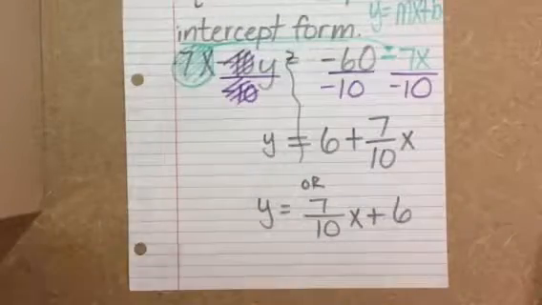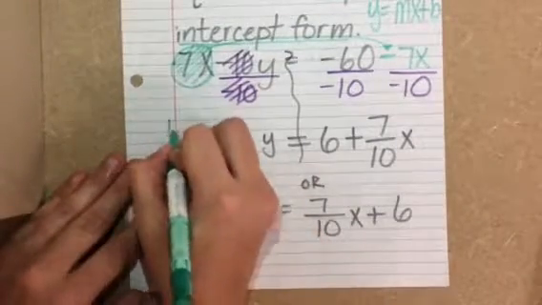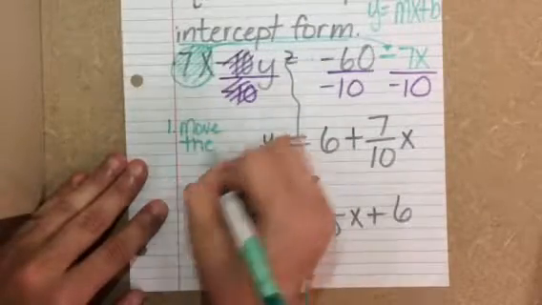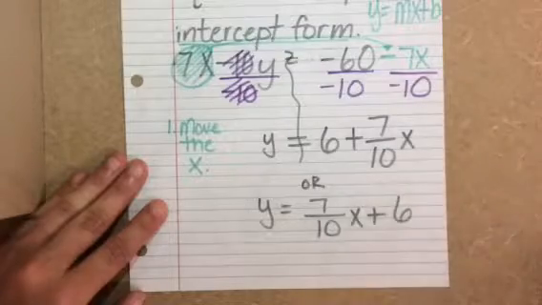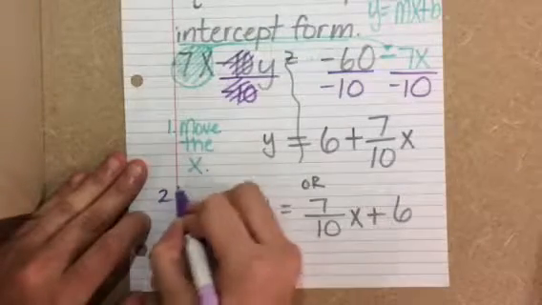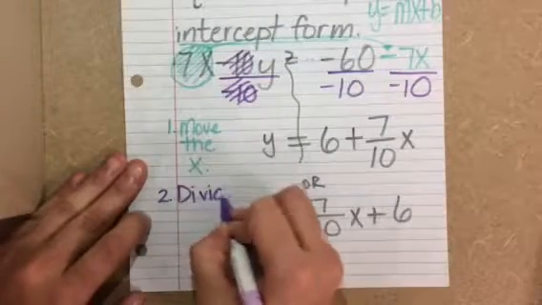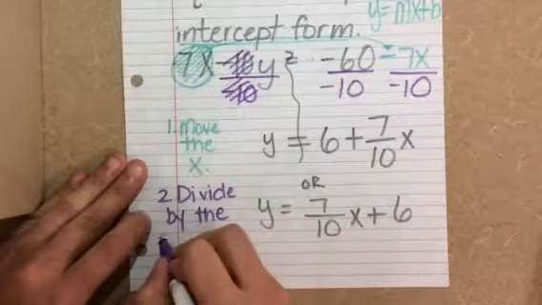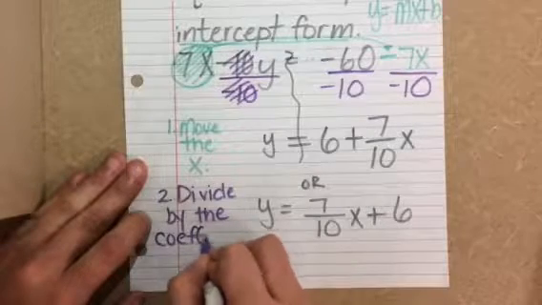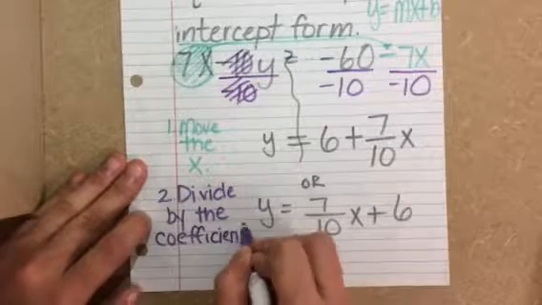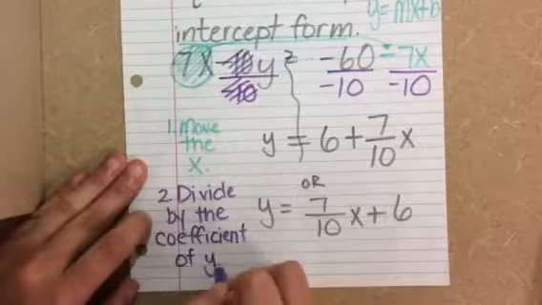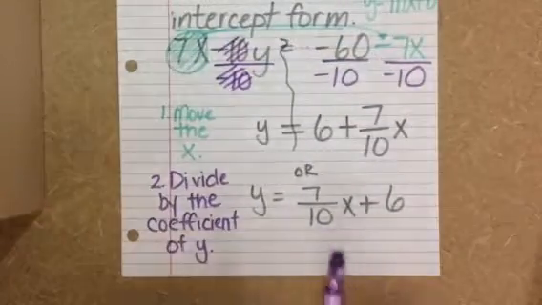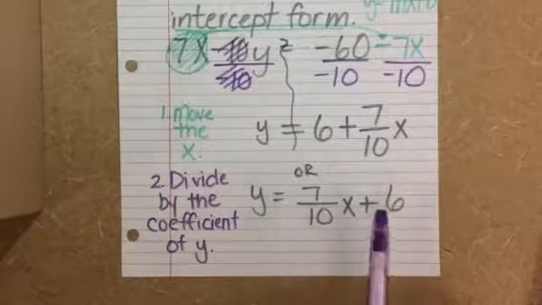So the steps, I'm going to write them down. First step was to move the x. And then your second step is to divide by the coefficient of y, or divide by the number in front of y. Remember, the one in front of x, that's your slope. This is the y-intercept.